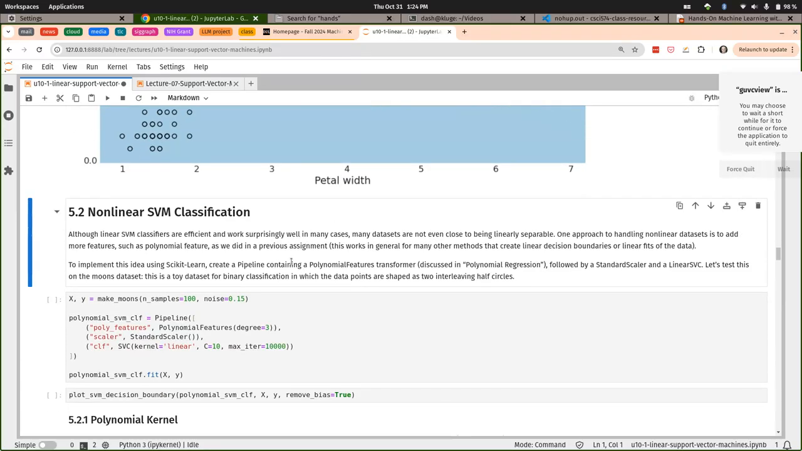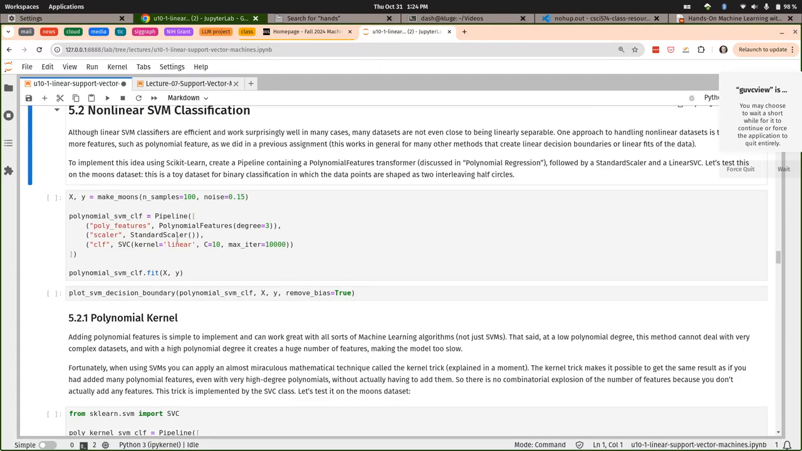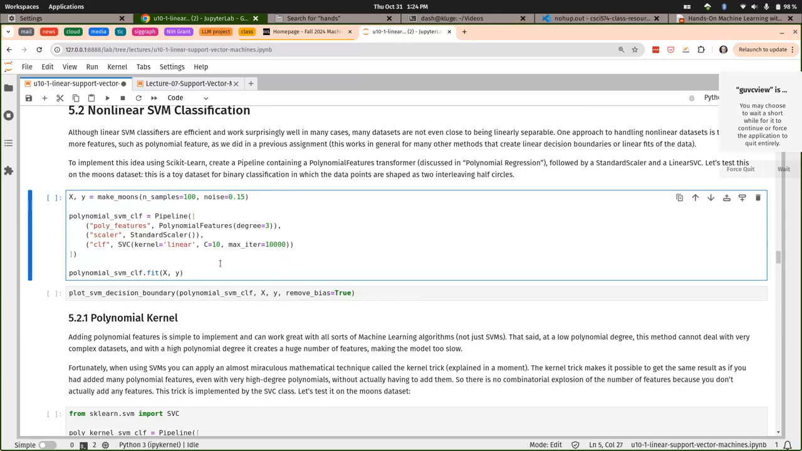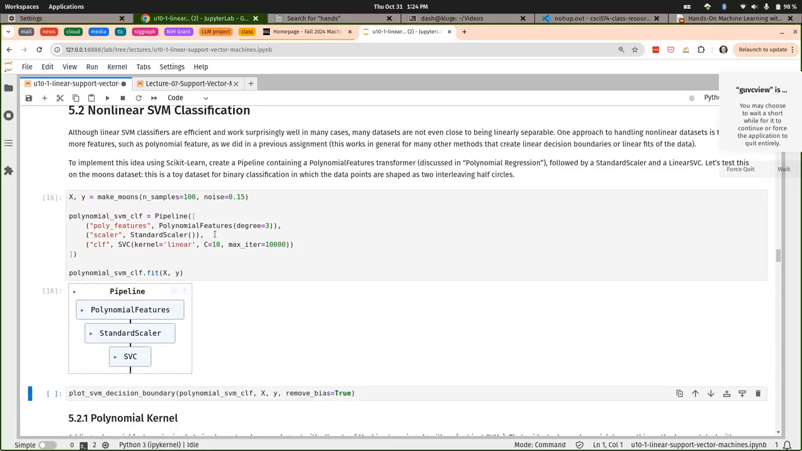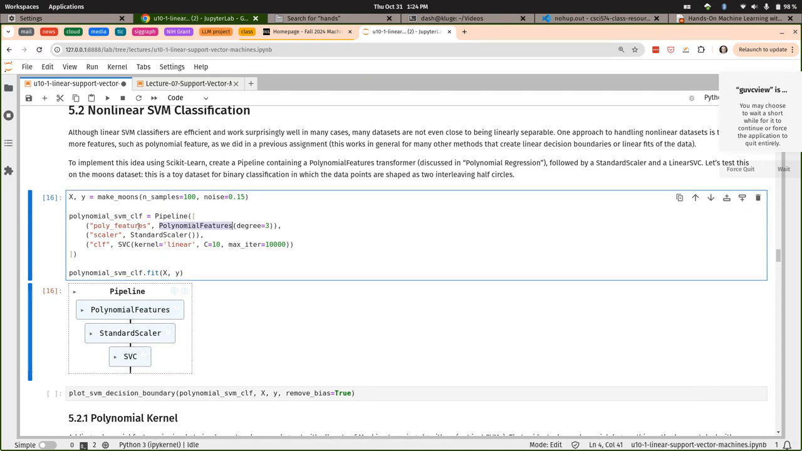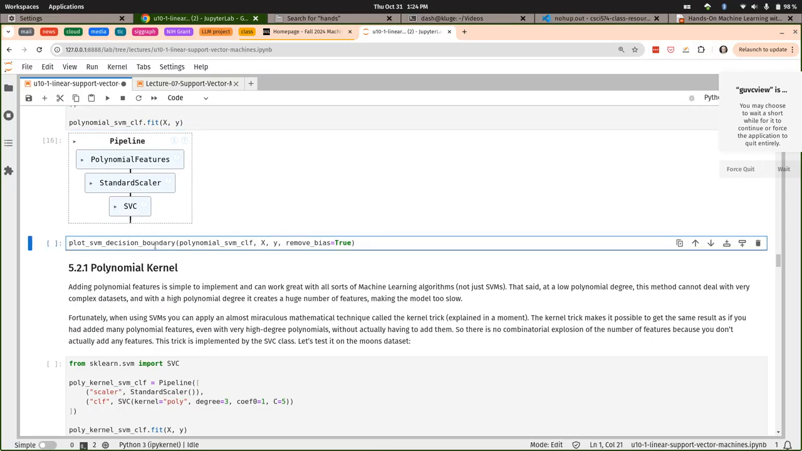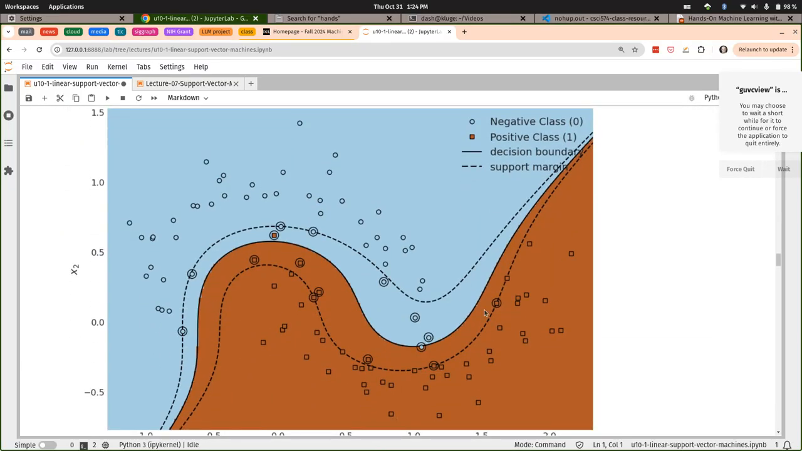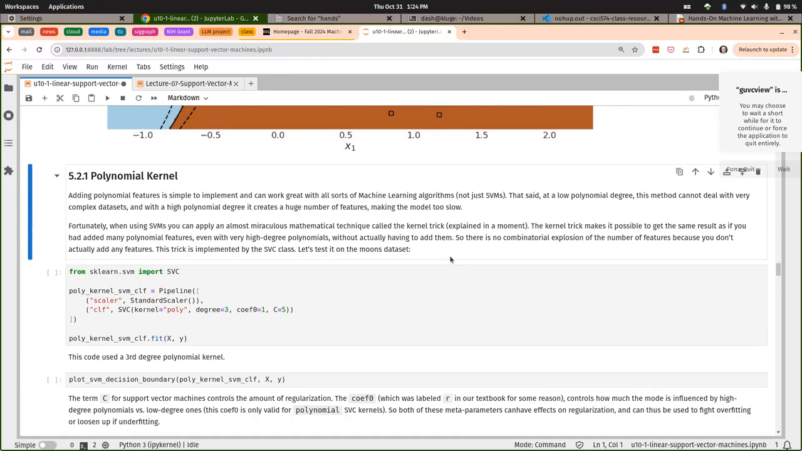Let's move on. There are some examples then in this notebook of using kernels to do some nonlinear models. We're doing some of the same stuff that we did before. So, an example of just doing it by hand, by creating some polynomial features to get a nonlinear decision boundary.